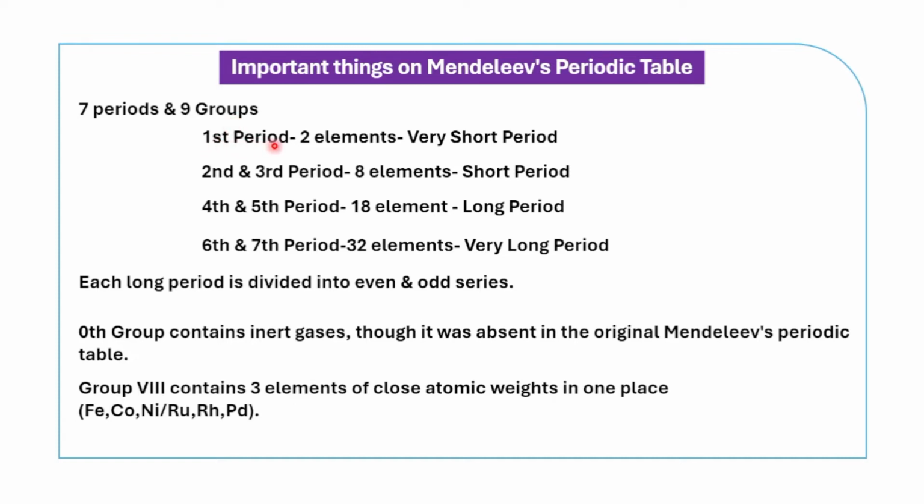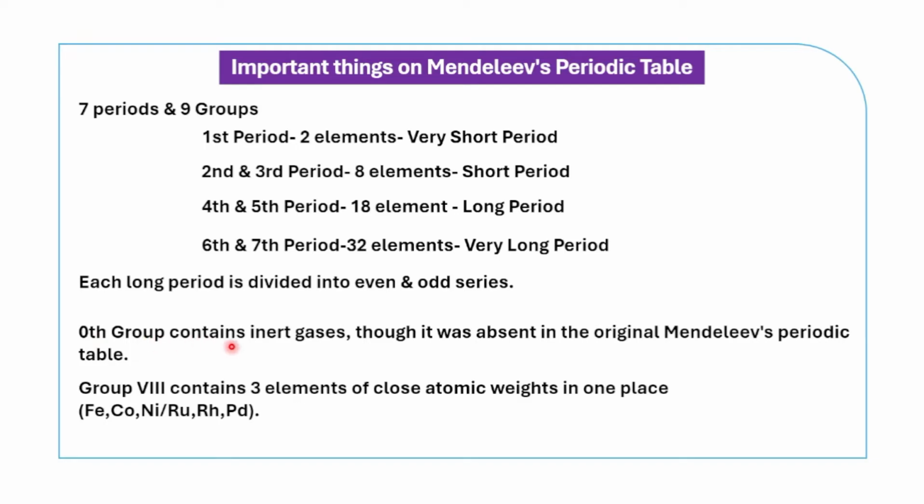In the first period, only 2 elements were there, and that is called the very short period. In the second and third periods, 8 elements were there in each, and these were called short periods. In the fourth and fifth periods, 18 elements were kept, and those were called long periods. And in the sixth and seventh periods, 32 elements were kept in each period. So these are called very long periods. Now each long period is divided into even and odd series.